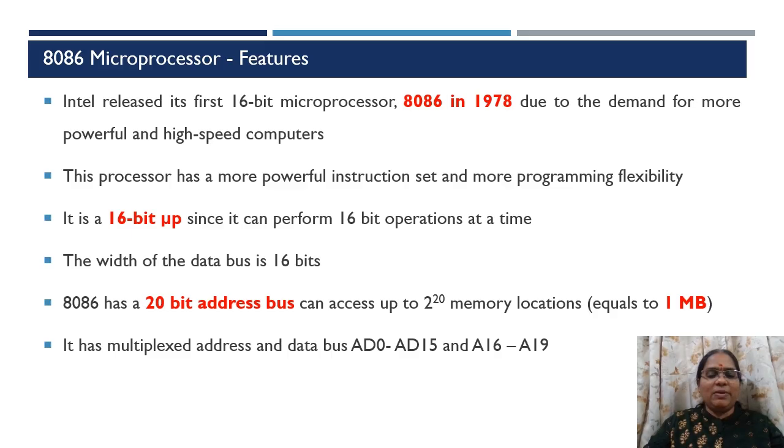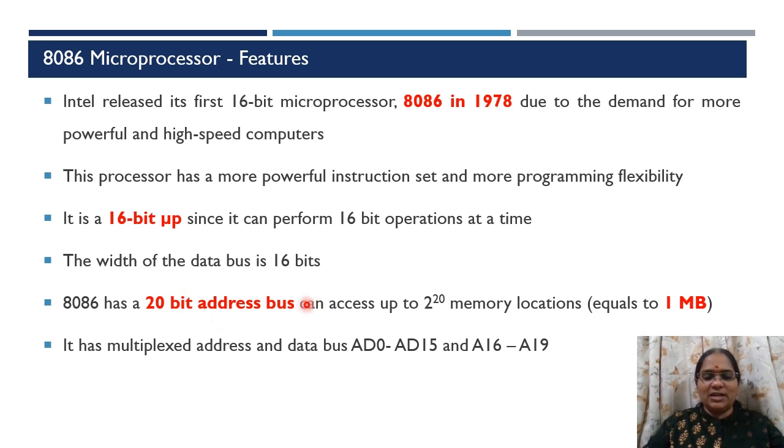It has a multiplexed address and data bus. That is, the same communication lines, that is pins available in the processor, are used for both address and data. Totally, 20 lines are needed for address and 16 for data. If you allocate separate lines, it will not be sufficient because 16 are needed for data and 20 for address. So what we do is, we don't use both address and data at the same time.